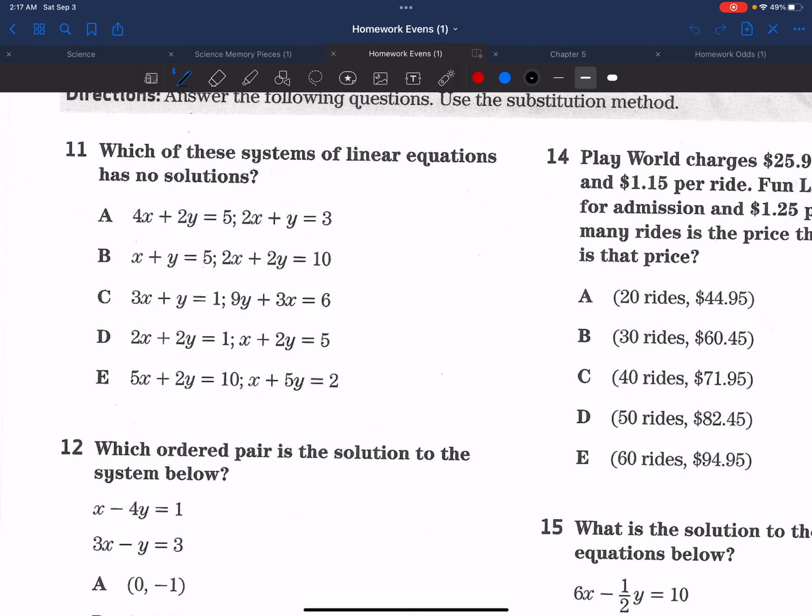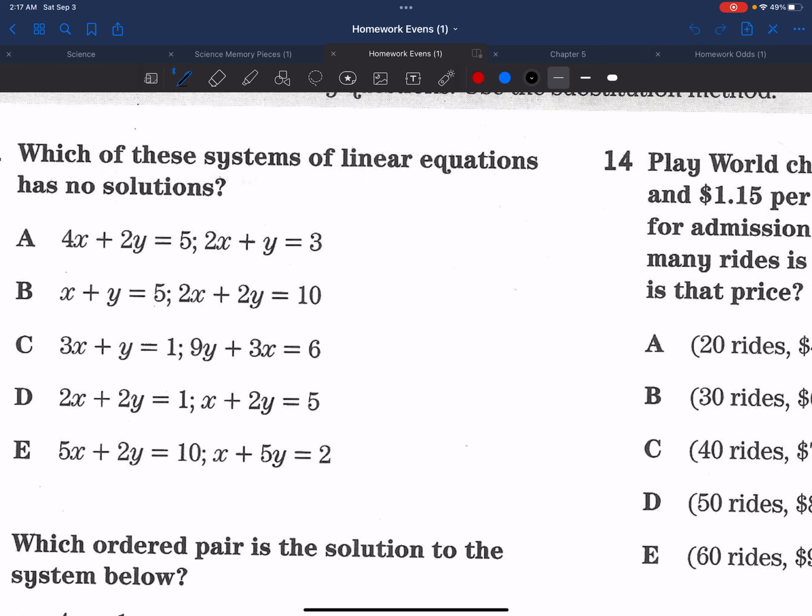Oh boy. The only way that I know of to solve this is to actually solve it. So let's see what we can do here with option A. We have 4x plus 2y is 5, and then 2x plus y is 3.